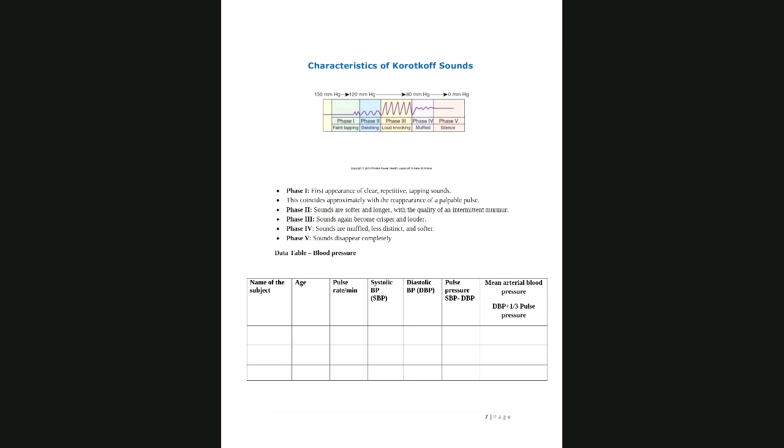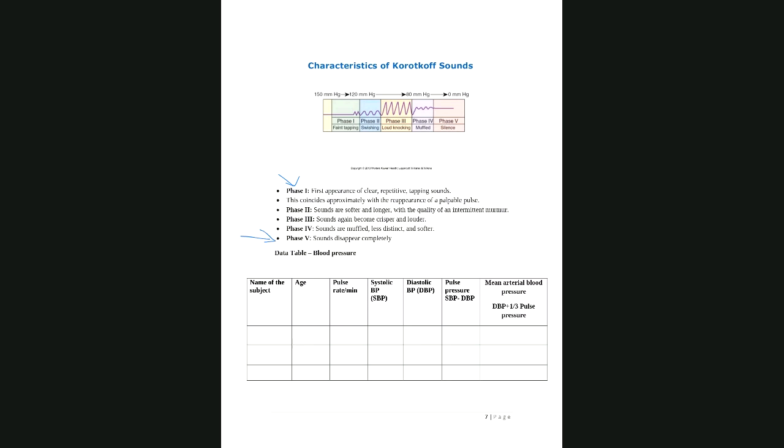Muffling is just before the disappearance of the sound. You will hear the muffling sound, and the sound quality changes to doof, doof, doof, doof, right? Once it stops completely, that is taken as the diastolic blood pressure. So the appearance of the sound marks the systolic blood pressure, and the disappearance of the sound is taken as the diastolic.